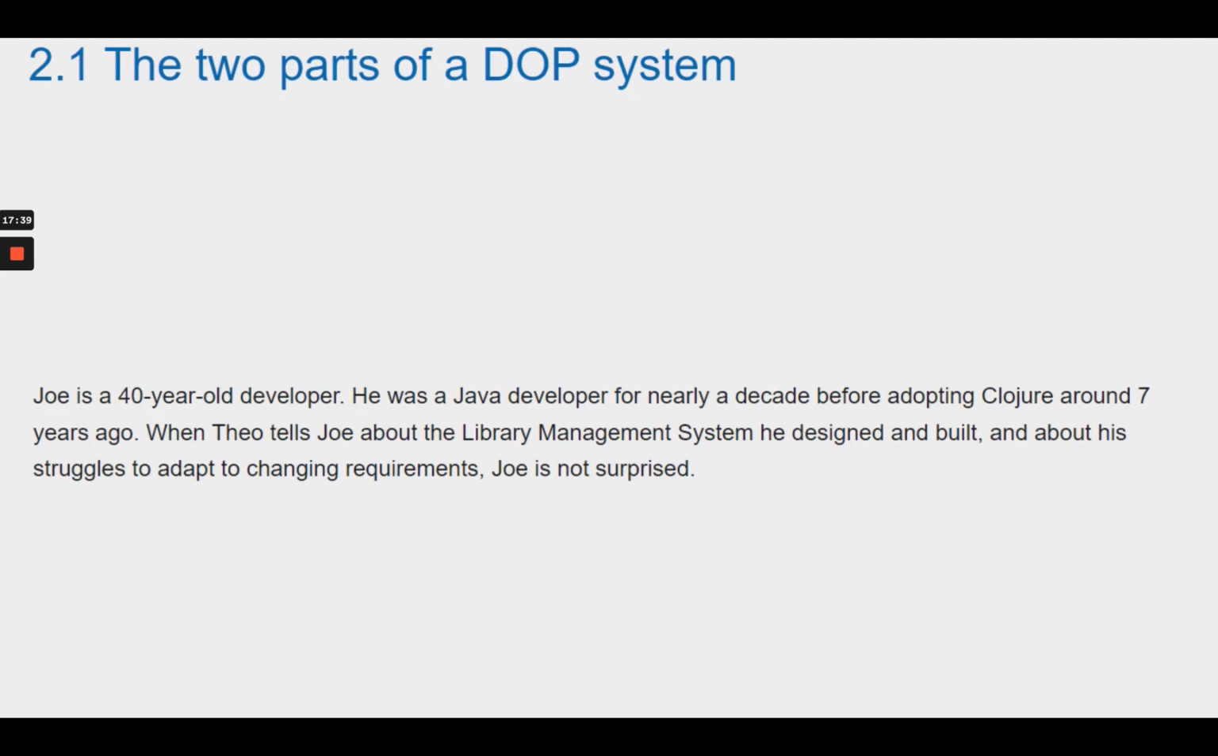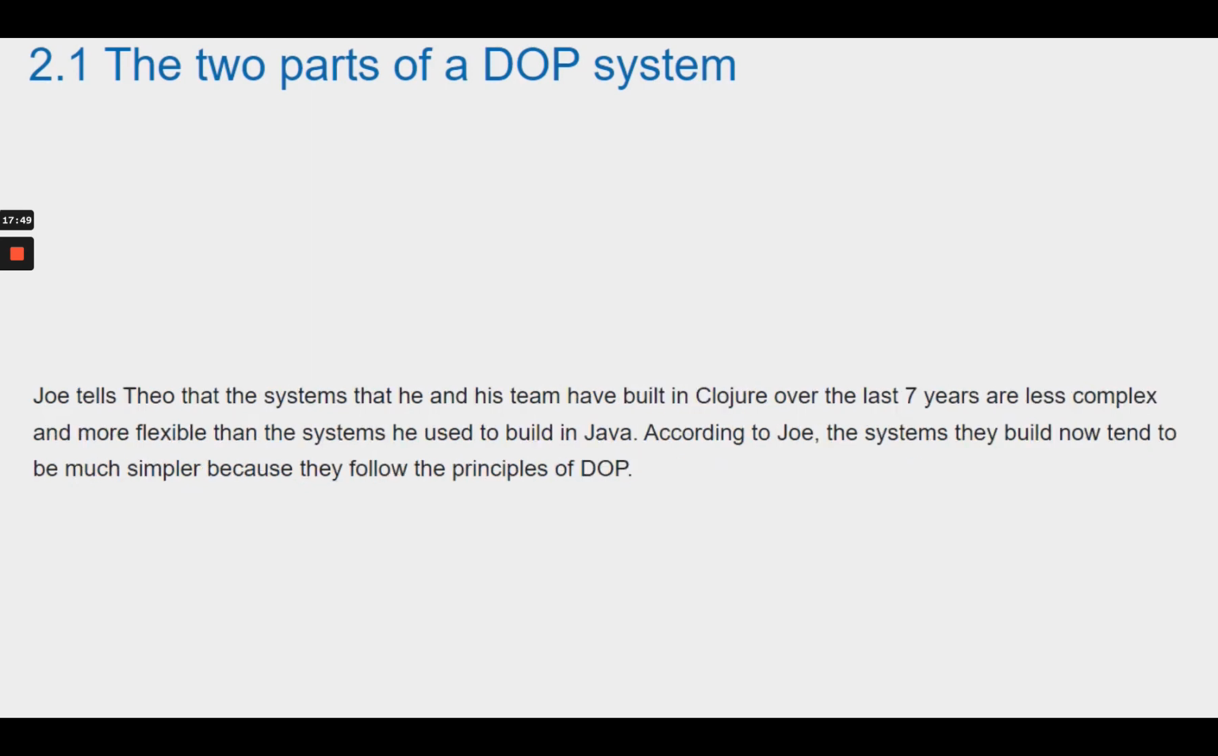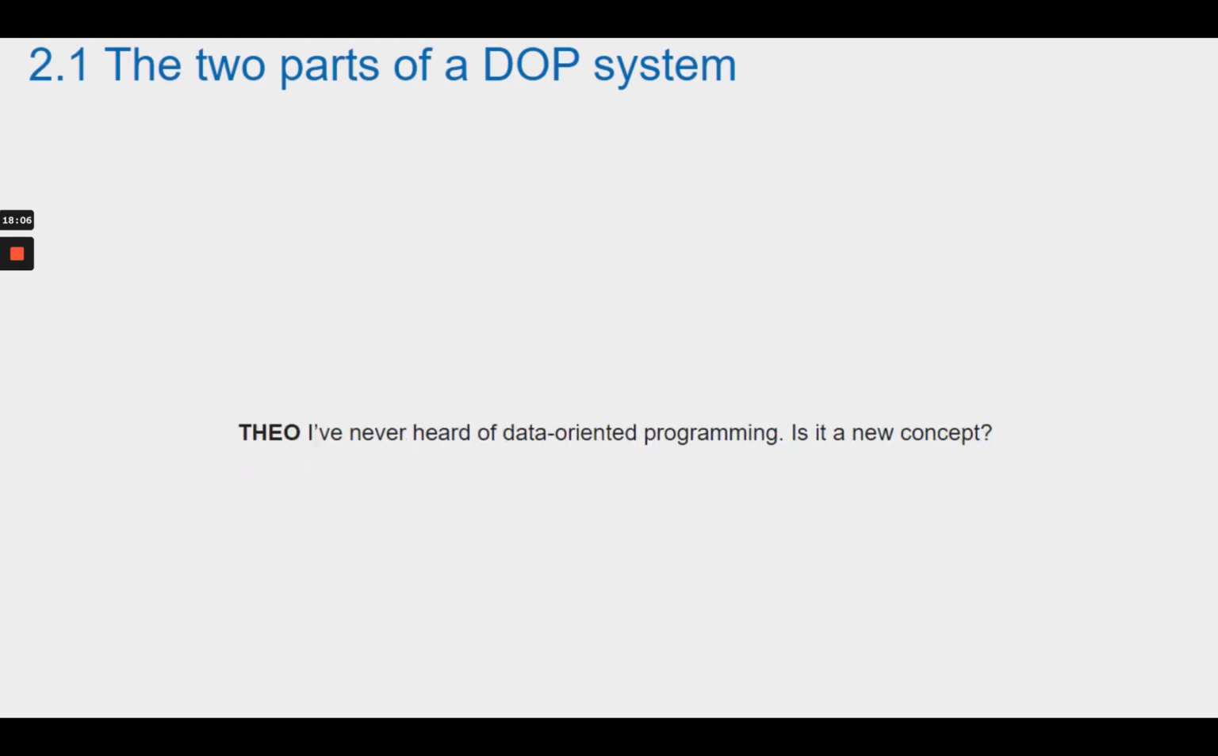When Theo tells Joe about the library management system he designed and built, and about his struggles to adapt to changing requirements, Joe is not surprised. Joe tells Theo that the systems that he and his team have built in Clojure over the last 7 years are less complex and more flexible than the systems he used to build in Java. According to Joe, the systems they build now tend to be much simpler because they follow the principles of DOP.